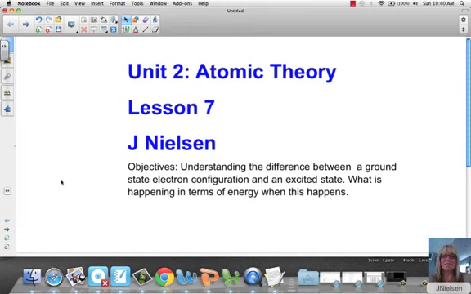Okay, this is lesson 7. This is the last official lesson for atomic theory, and I will do one overall review video after this. So today we're going to talk about the difference between ground state and excited state electron configurations and what's happening in terms of energy when that happens.